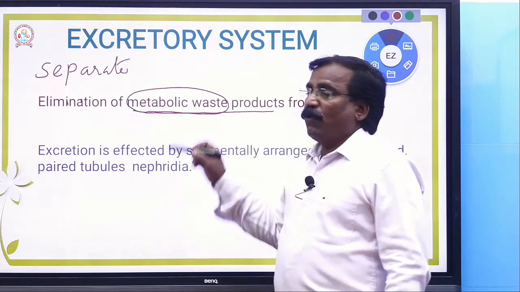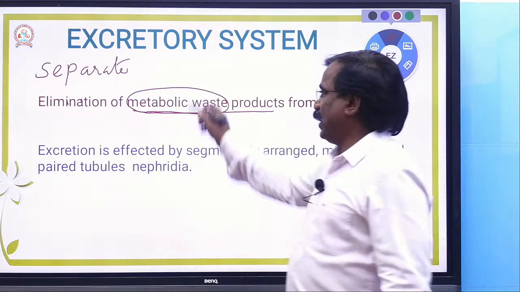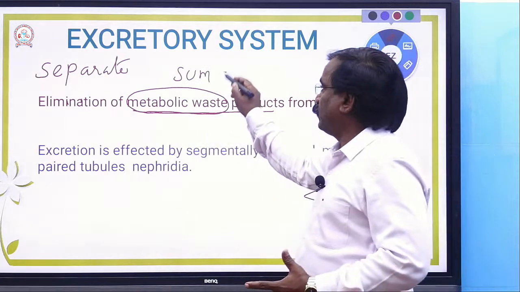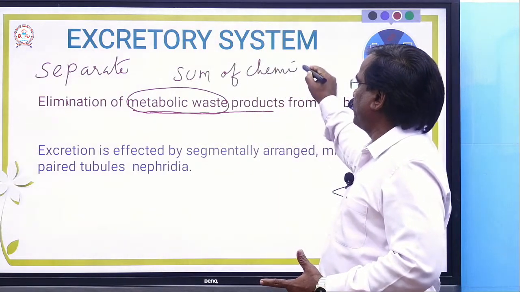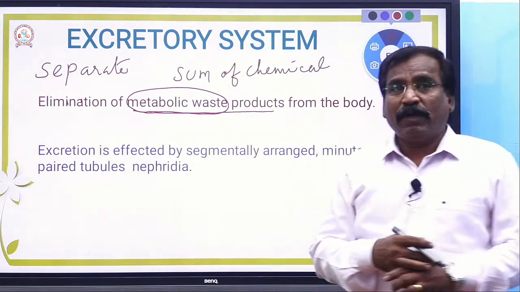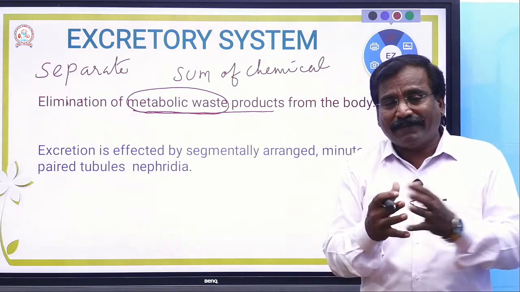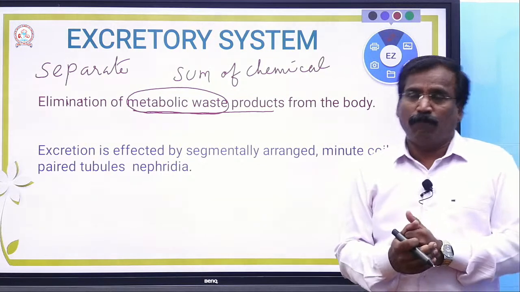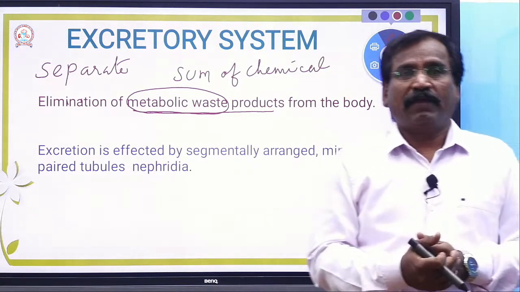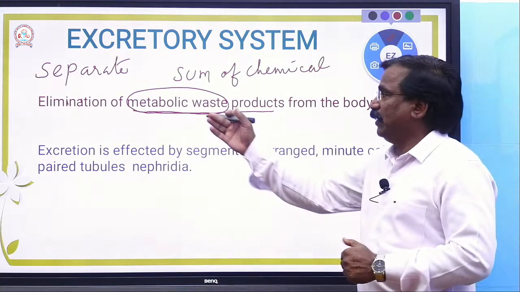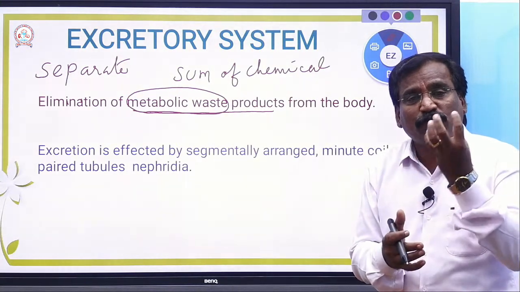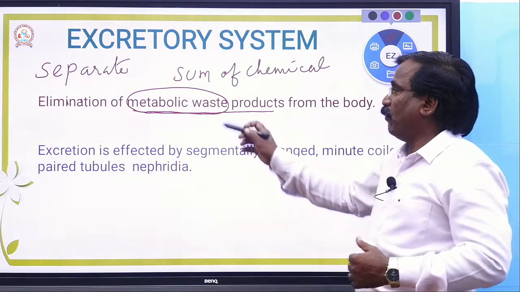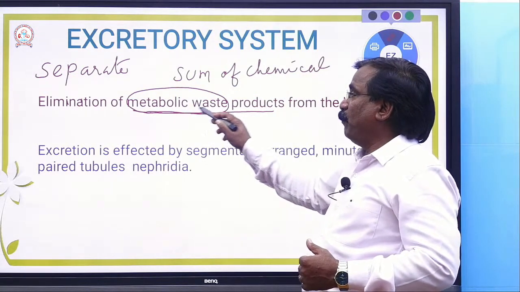The separation and elimination of the nitrogenous waste or the metabolic waste. What is metabolism? The sum of the chemical reactions. Sum means total. The sum of the chemical reactions that take place inside the body is called metabolism. So during metabolism, some harmful waste products that are not necessary for the body, that are toxic substances, are also produced apart from the useful substances. These are called metabolic waste.